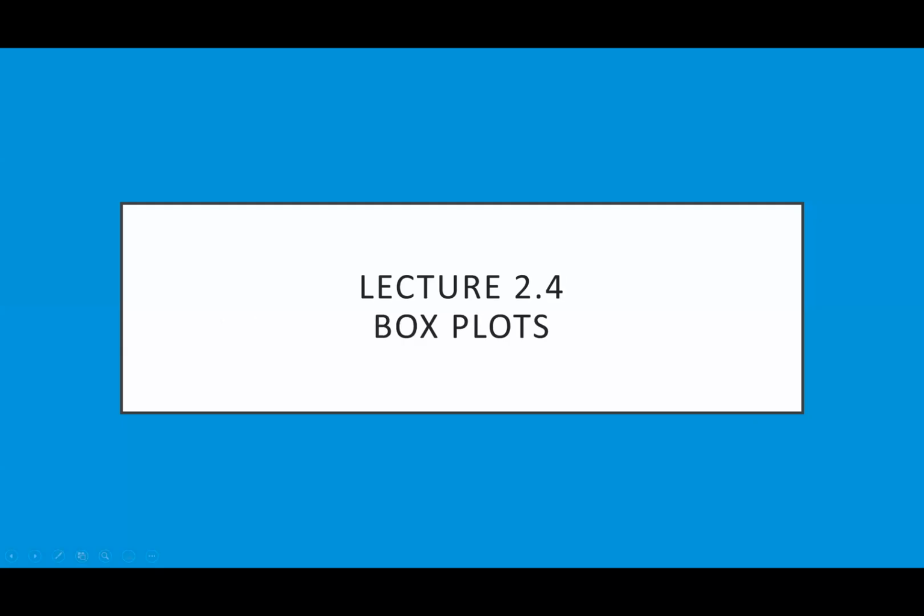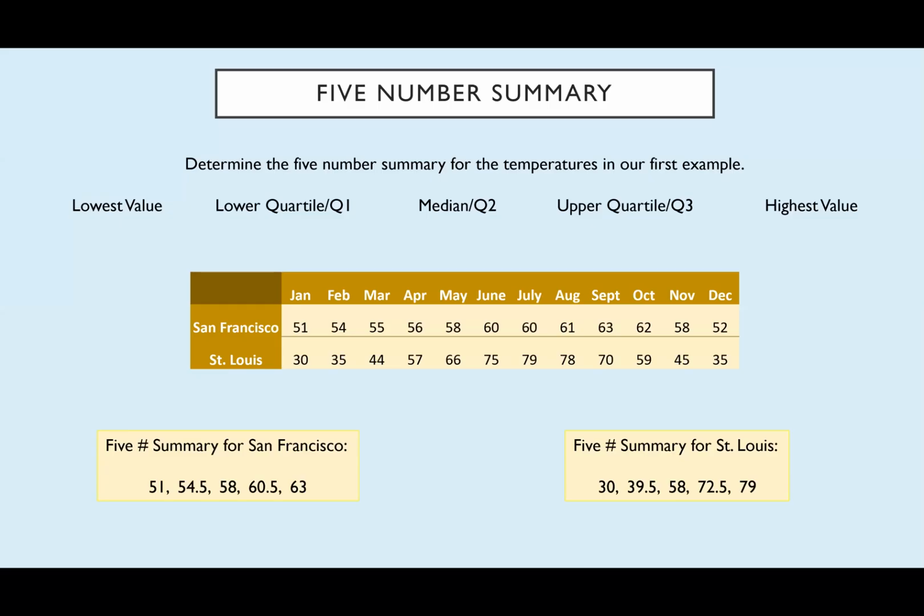All right, lecture 2.4. This is a continuation from our 5-number summary in 2.3, and we're going to learn how to create a box plot from our 5-number summary. So just recalling briefly that we had the 5-number summary for San Francisco and St. Louis. And what we want to do with this is create a visual representation of these 5-number summaries. We do that by making a box plot.